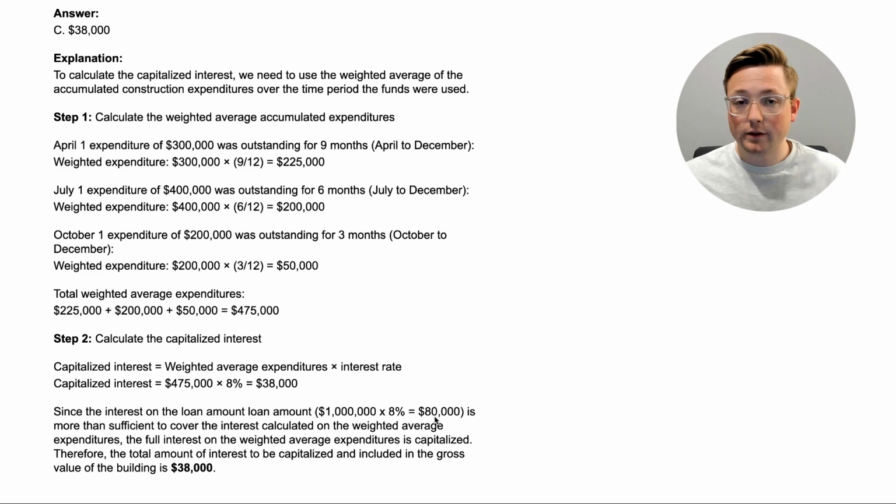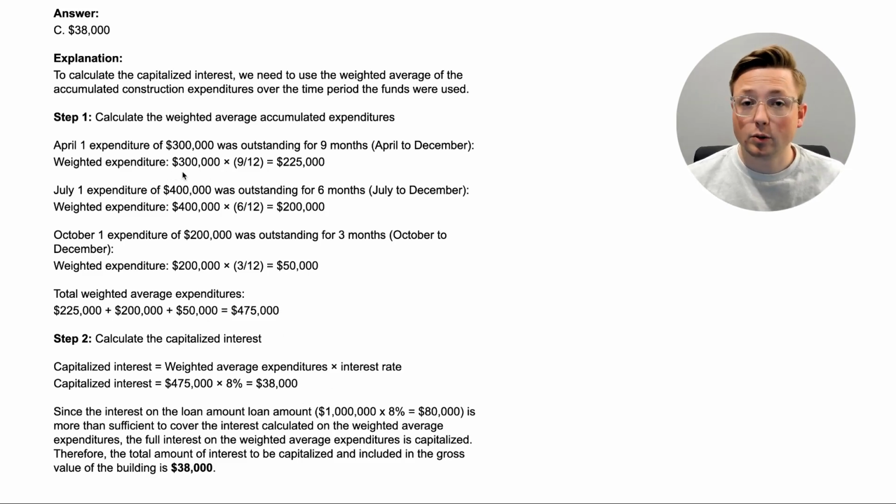Now, in this case, obviously it was well below that $80,000, so you can capitalize that full amount of interest from the weighted average expenditures, and that again is going to be added to the gross value of the building, and that's going to be capitalized over time. We're going to talk about that in the next video about depreciation. Kind of a strange rule there, kind of a strange way to think about it.